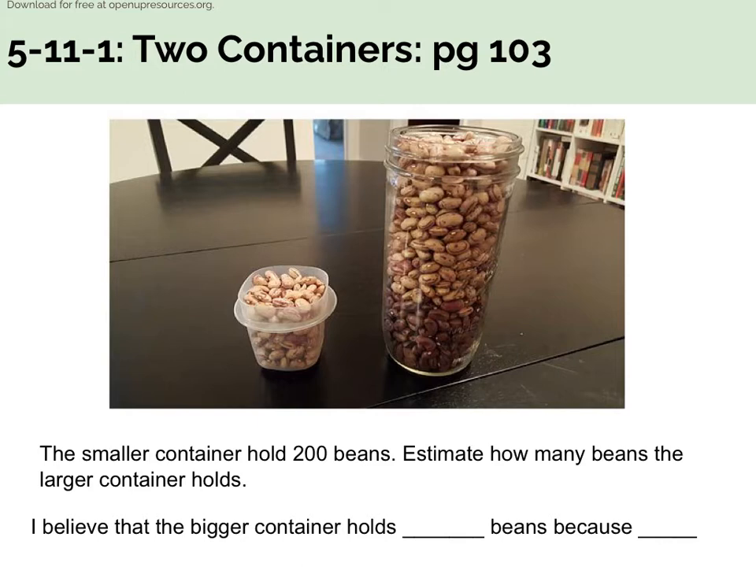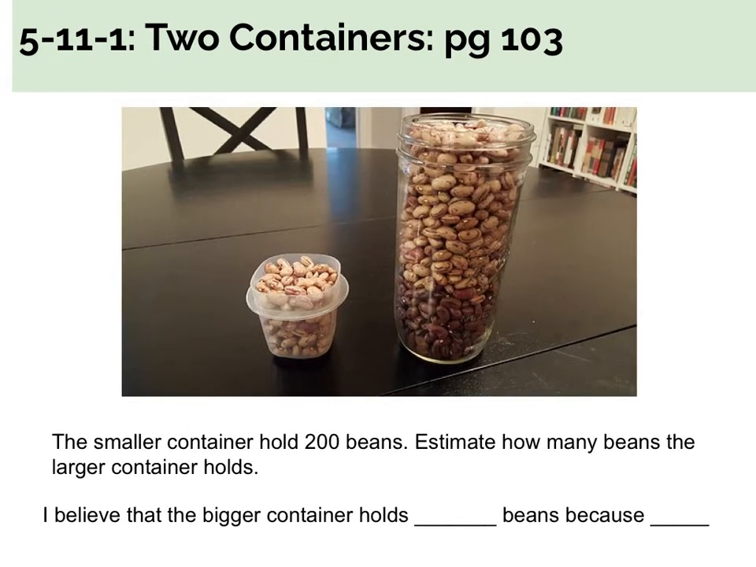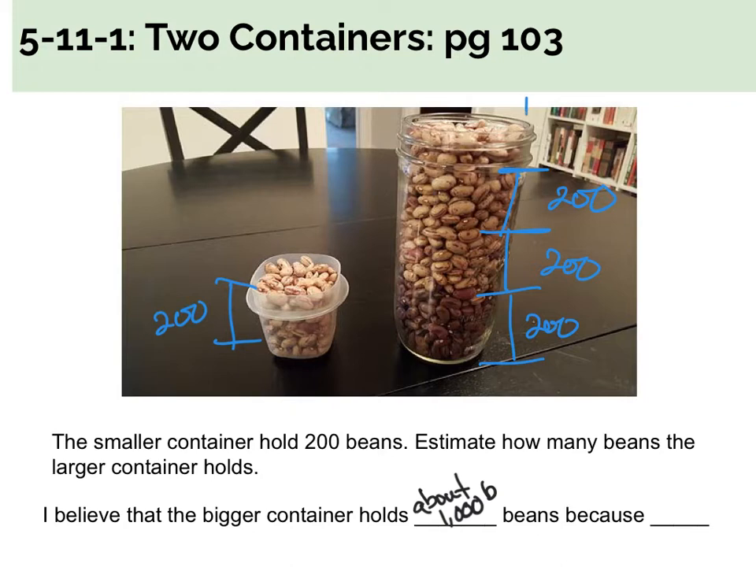All right, so the bigger container holds about 1,000 beans. I'm going to go through how I did that. I know that this one is 200, right? So that goes there. And let's do another 200. Another 200, and another 200. If we add all of those together, it's not exactly 1,000, but it's about 1,000 beans.